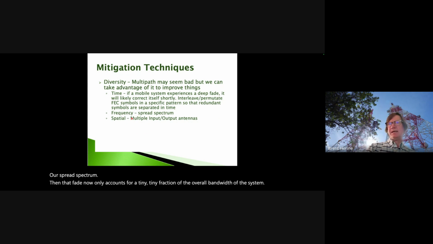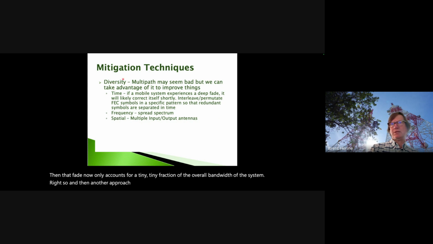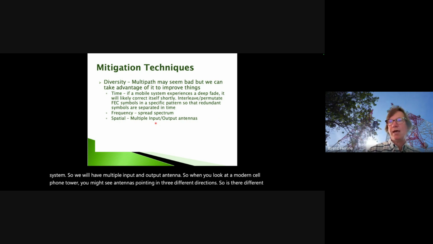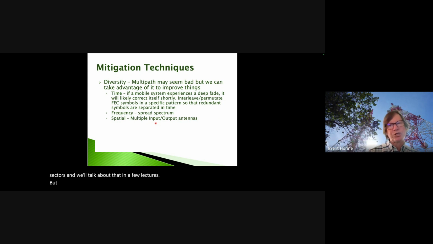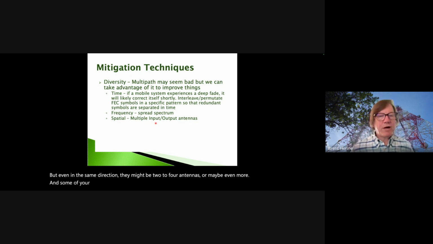Another approach that essentially takes advantage of diversity is a spatial type system. So we will have multiple input and output antennas. When you look at a modern cell phone tower, you might see antennas pointing in 3 different directions. Those are different sectors, and we'll talk about that in a few lectures. But even in the same direction, there might be 2 to 4 antennas, or maybe even more. And some of your Wi-Fi routers will have multiple antennas sticking out of them, right?